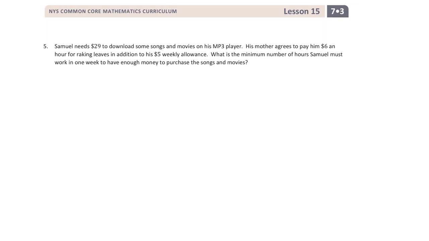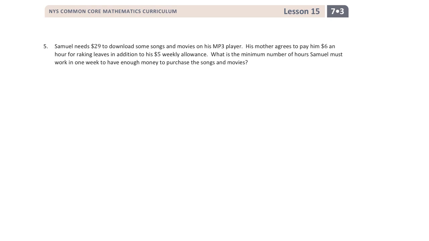Okay, question 5. Samuel needs $29 to download some songs and movies on his MP3 player. His mother agrees to pay him $6 an hour for raking leaves, in addition to his $5 weekly allowance. What is the minimum number of hours Samuel must work in 1 week in order to have enough money to purchase the songs and movies?